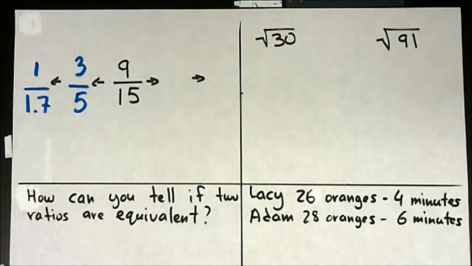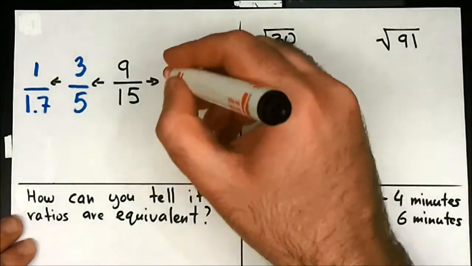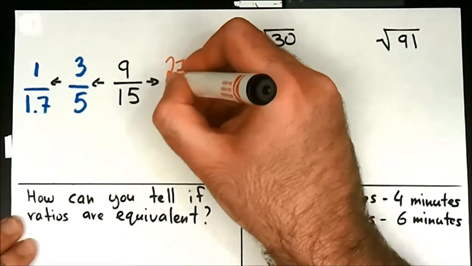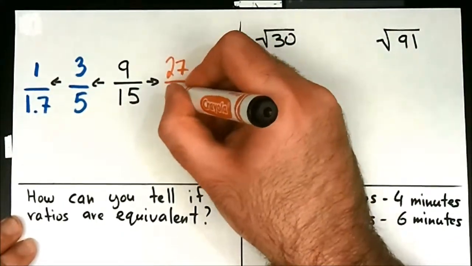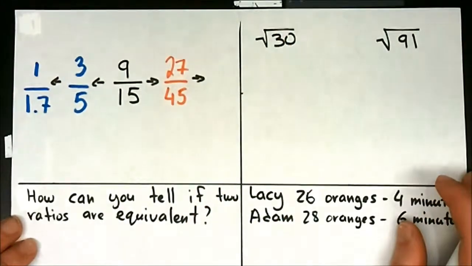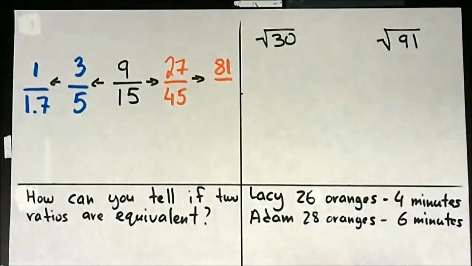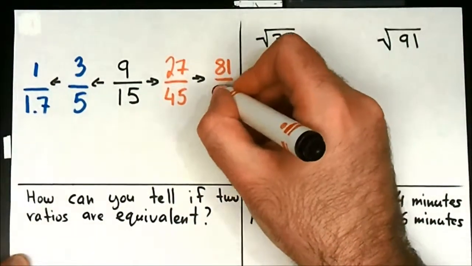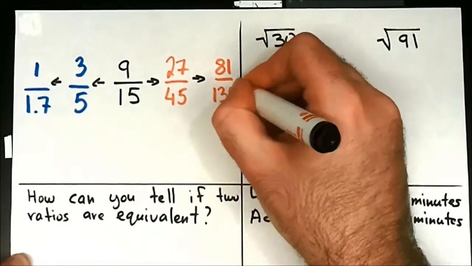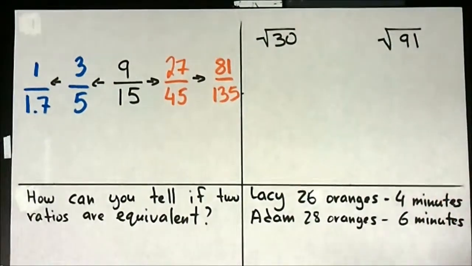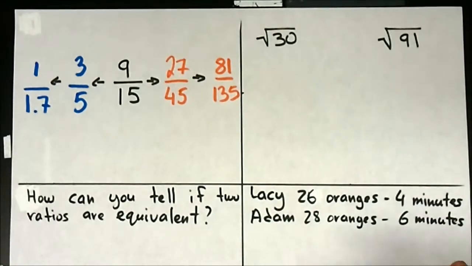Then if I go in the opposite direction, again I'm going to multiply by 3 both sides, top and bottom. Here I'm going to get 27 over 45. And then next I'm going to get 81 over, and what's 45 times 3, anyone? And again, if you went with my method, it's 135. And again, you could have chosen something else. As long as you have 4 equivalent ratios, yours could be as different from mine as possible. Any questions?